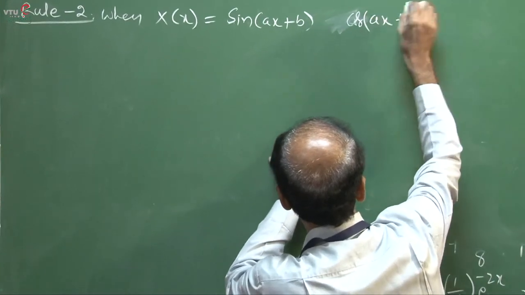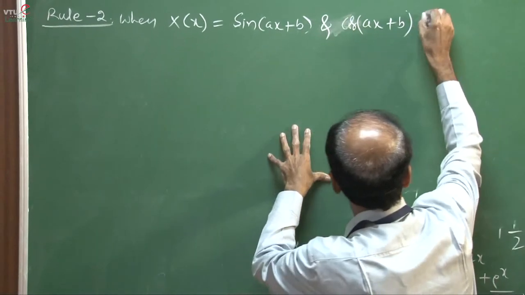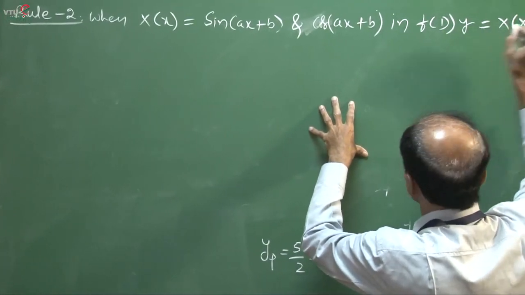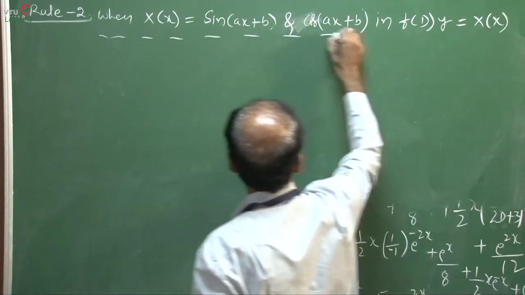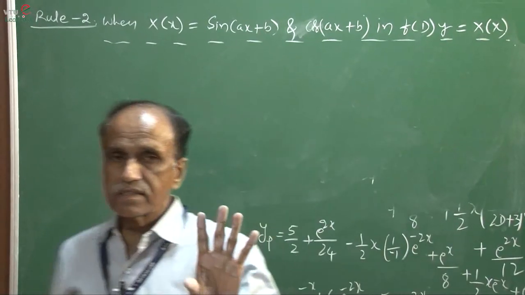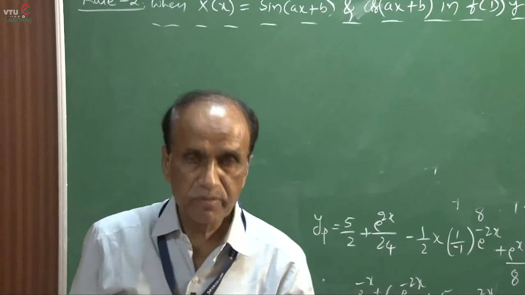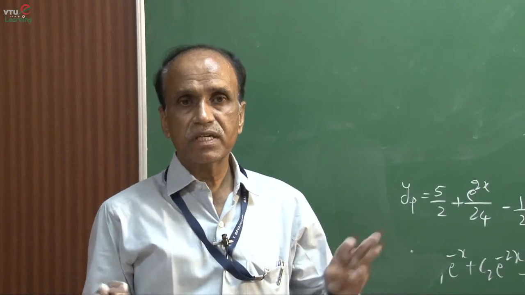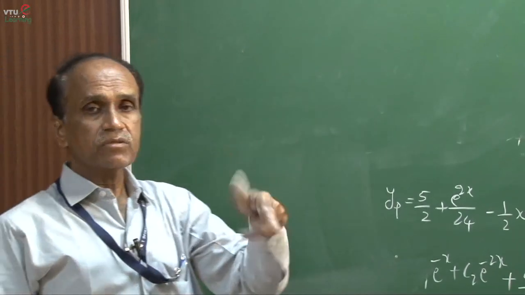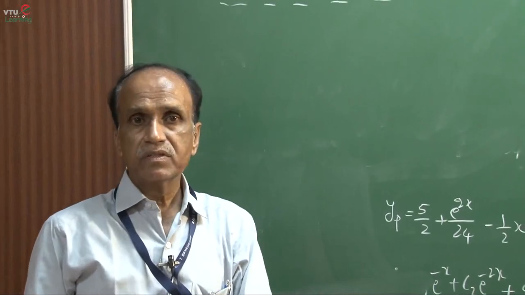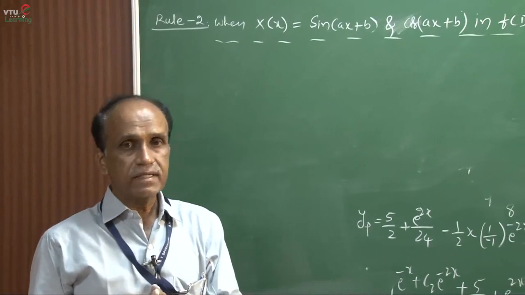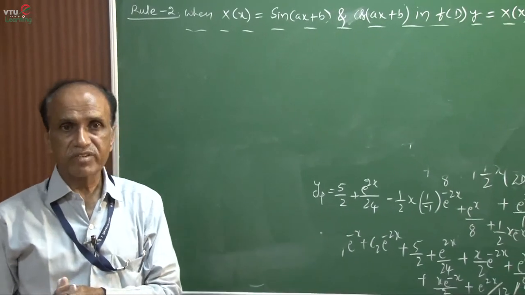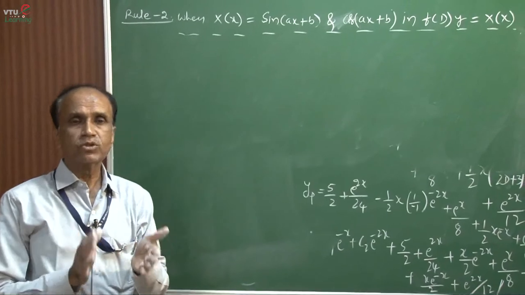Cos(ax + b) in f(D)y = X(x). This is our heading. Only three cases you are supposed to study according to your syllabus: one is exponential, the second is trigonometric, and the third is polynomial term. So these three you can understand as the application of the inverse differential operator for a limited number of cases. Limited means Rule 1, Rule 2, Rule 3.